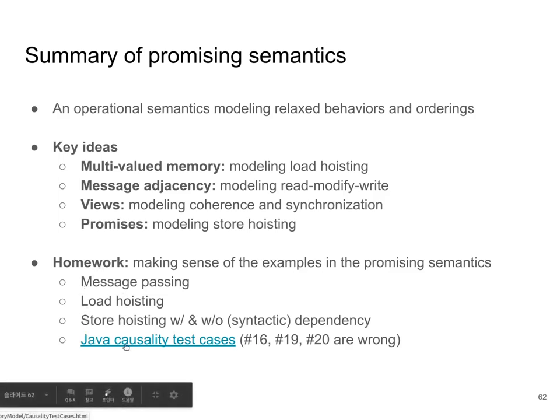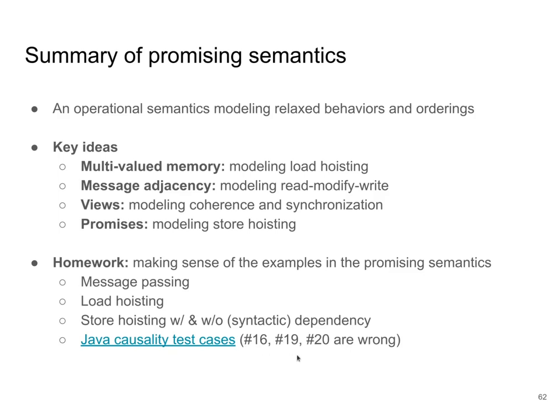And there are dozens of test cases in this link, Java causality test cases. And please make sure that those examples make sense in the promising semantics. But except for those 3, because they are not correct or they differ from our understanding of the concurrency semantics. So only for the other examples, please make sure they make sense in the promising semantics.